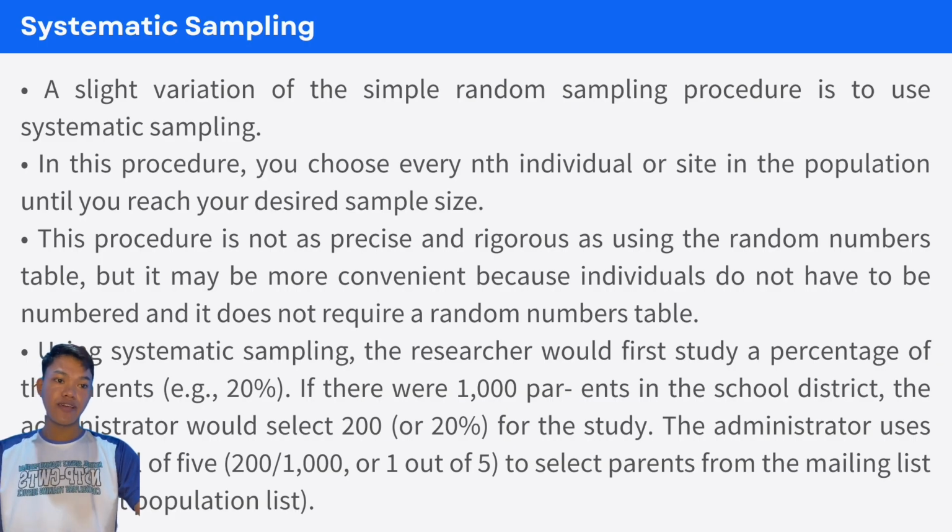Systematic sampling is a slight variation of the simple random sampling procedure. This procedure is not as precise and rigorous as using a random numbers table, but it may be more convenient because, for example, you will only need 20% of that particular population. For instance, if there were 1,000 parents in the school district, the administrator would select 200 parents, or 20% of that population, for the study. The administrator uses an interval of 5 to select parents from the mailing list of the target population. This is more convenient as compared to the random sampling method.